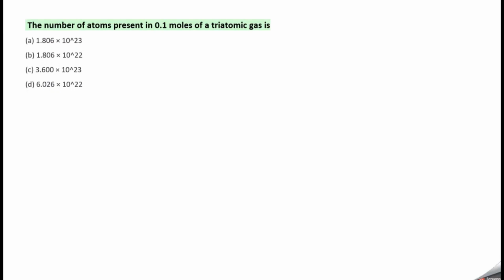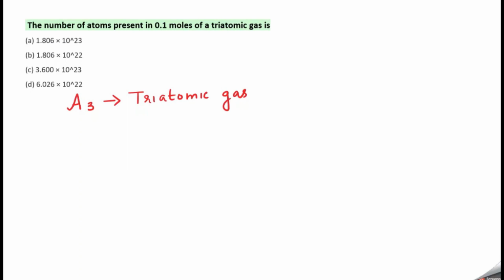So I hope you could see the question very clearly. The question here is: the number of atoms present in 0.1 mole of a triatomic gas is. Okay, so they have not mentioned the gas. So let's assume the gas is A3. So A3 is my triatomic gas. Why am I assuming A3? It can be anything arbitrary because it is not mentioned, so I am writing it as A. I kept 3 because it is a triatomic gas.